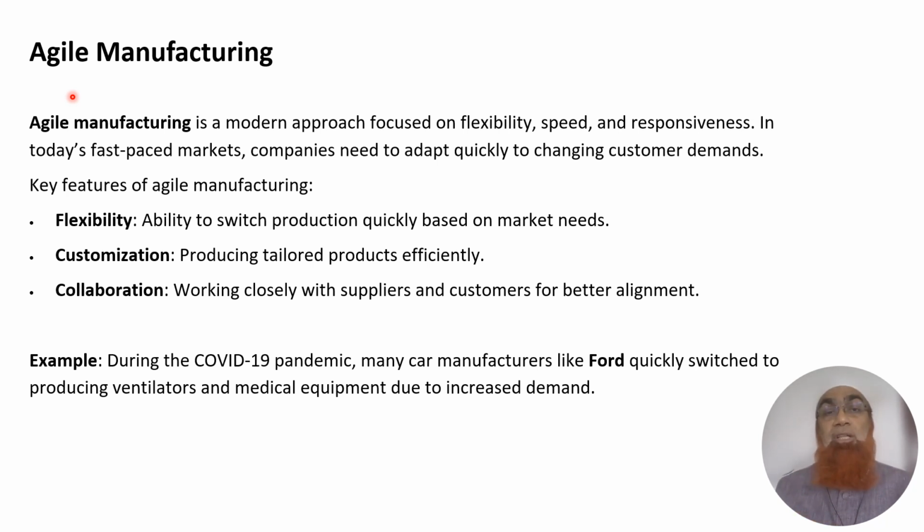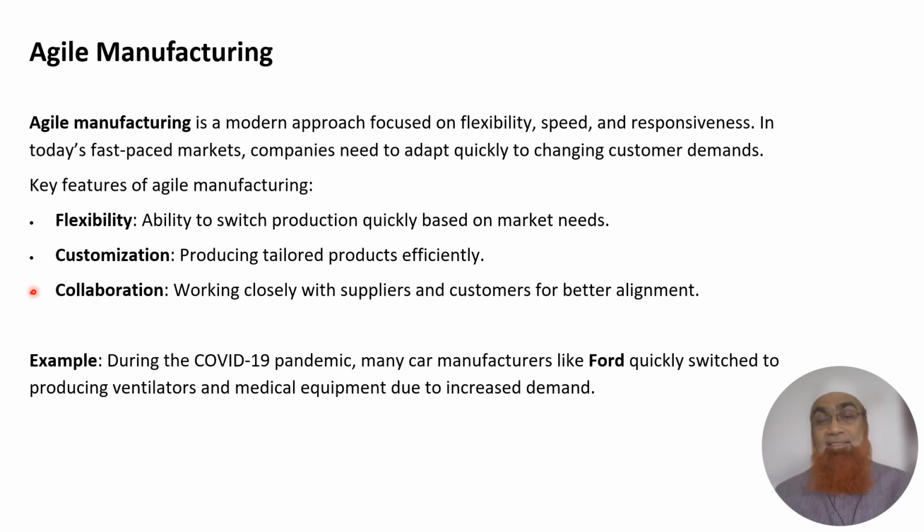So agile manufacturing is a modern approach which focuses on flexibility, speed, and responsiveness. In today's fast-paced market, companies need to adapt quickly to changing customer demand. You cannot wait, since a lot has already started manufacturing, to let this lot complete, and it may take 2 months or 3 months or even more, and by the time it goes in the market, things change and there is damage to the company. So agile manufacturing helps you adapt to the changes of the market instantly. So it gives you flexibility, that means the ability to switch production quickly based on market needs; customization, producing tailored product effectively and efficiently; third is collaboration, working closely with suppliers and customers for better alignment.